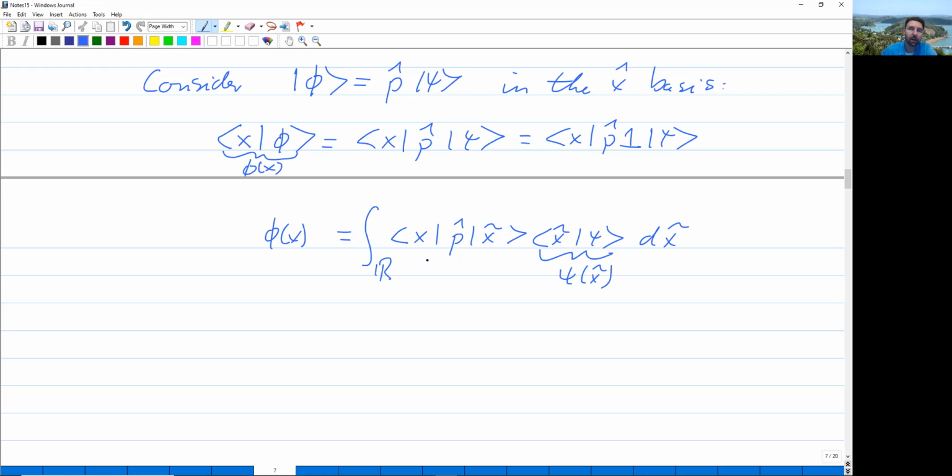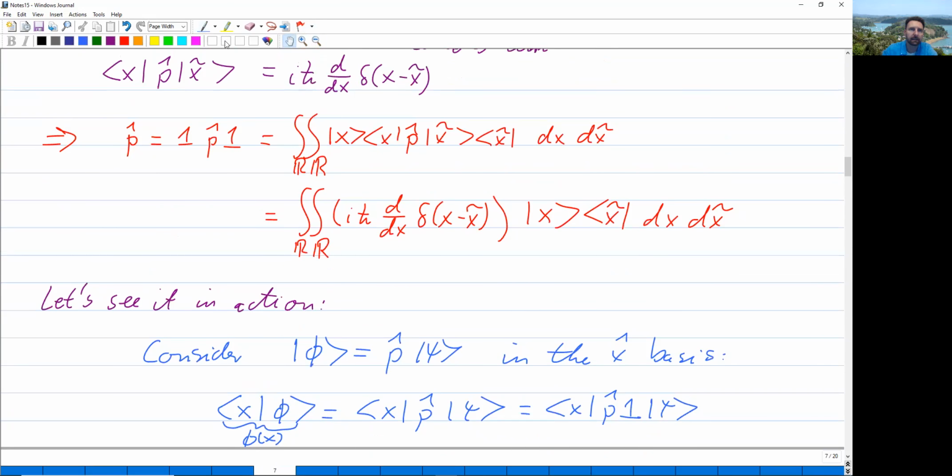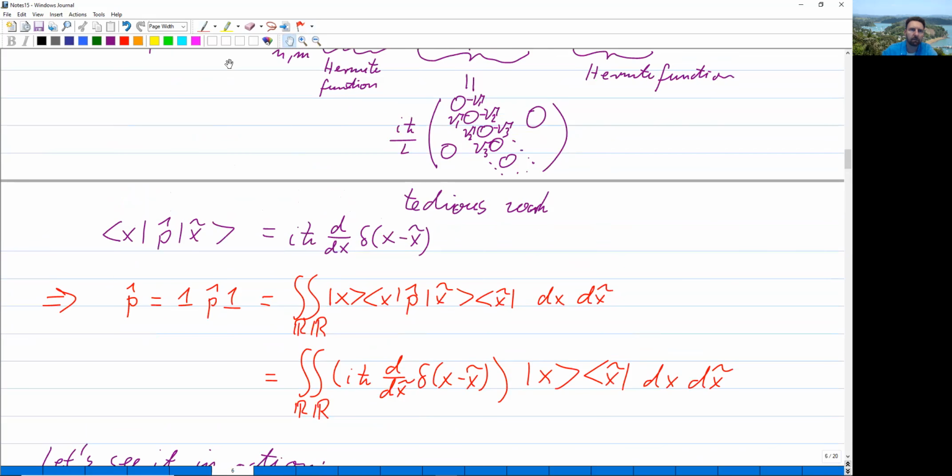And this here, remember what it was. It is i h bar d by dx of delta of x minus x tilde. Sorry, this is x tilde. I hope I got that right up here. Yeah, I didn't. This needs to be x tilde. Okay, this is just how it comes out. Do I have it correctly here? No, here neither. Okay, so this would be d by dx tilde here.